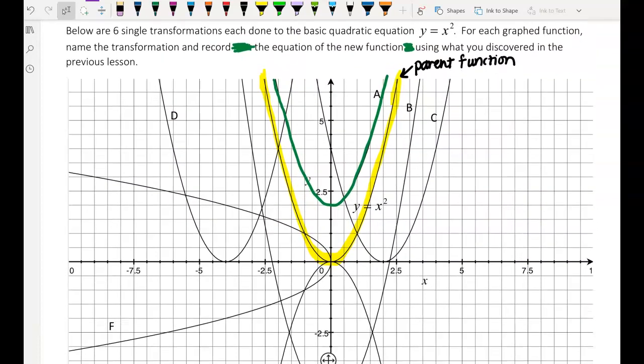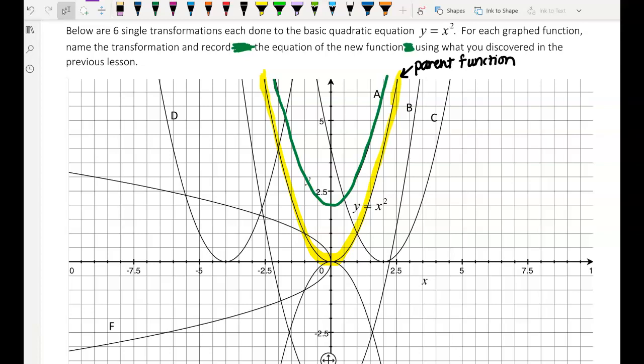So they want us to describe the transformation. Now, we do need to notice they are not counting by ones on this graph. They are counting by half. You have to look at how they've labeled the graph. So each of those grids is counting by a half. So what direction did graph A move? Did it move up, down, left, or right? In comparison to the parent function, did graph A move up, down, left, or right? Up.